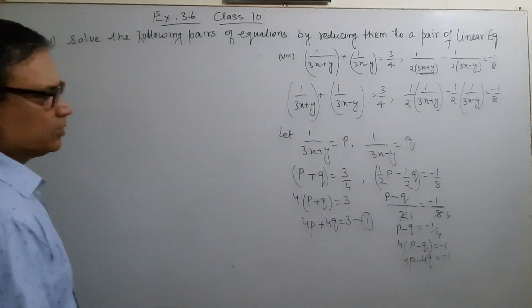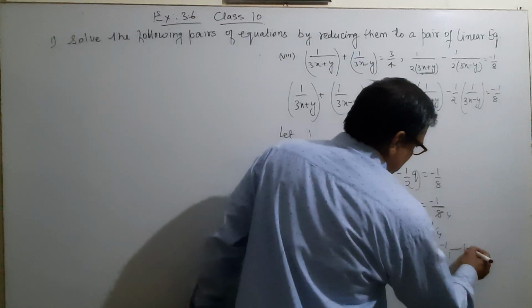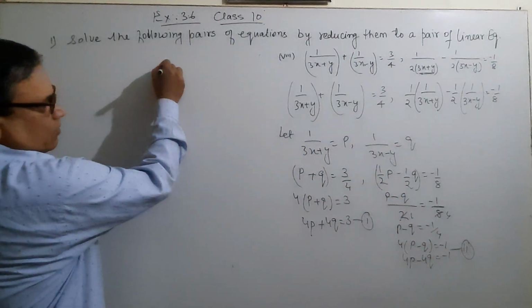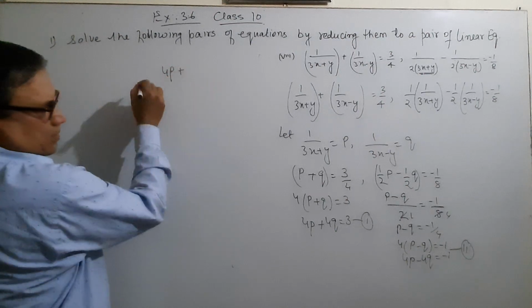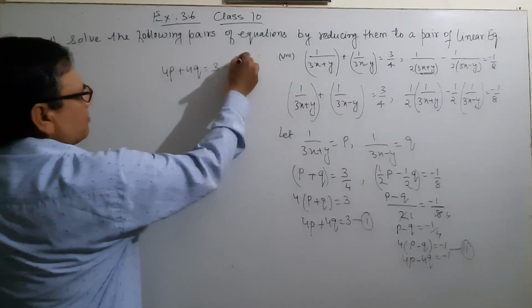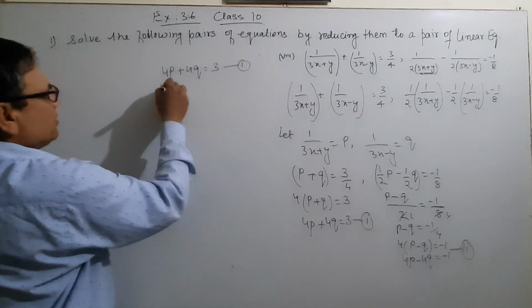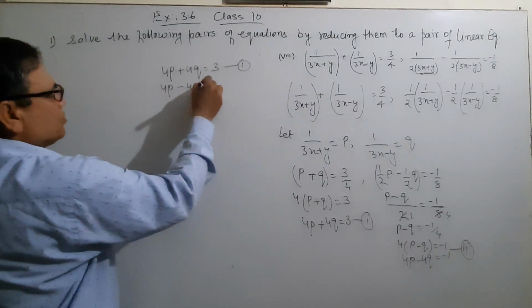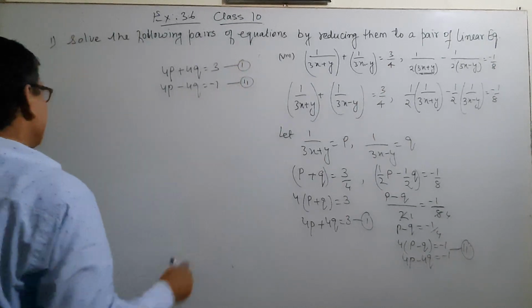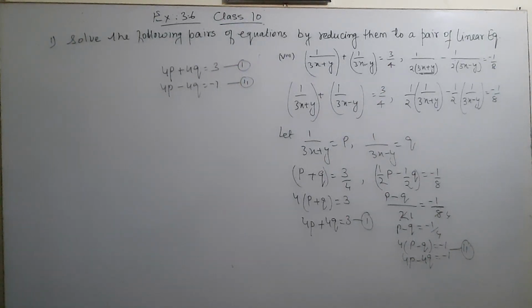And now this is equation number second. Solve first and second. What is equation number first? 4P plus 4Q is equal to 3. This is equation number first. 4P minus 4Q is equal to minus 1, equation number second. And now we have to solve. Think over it and try to solve it.